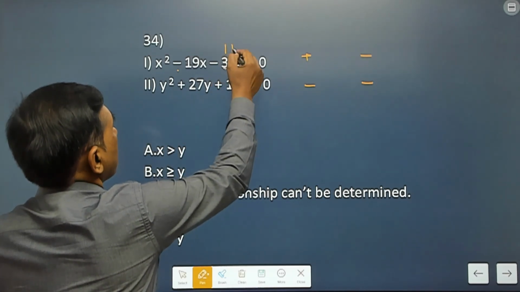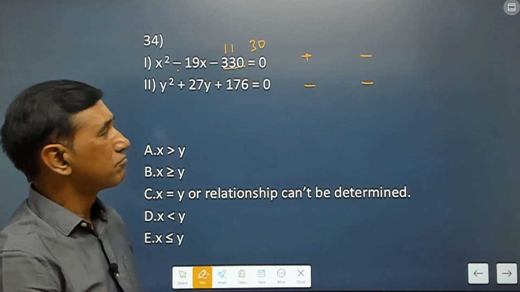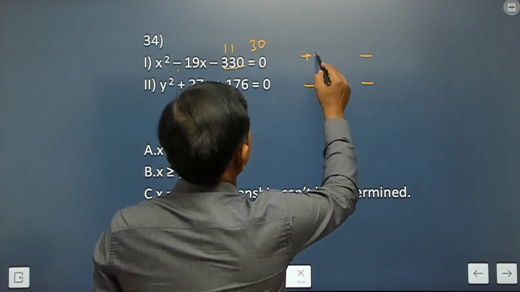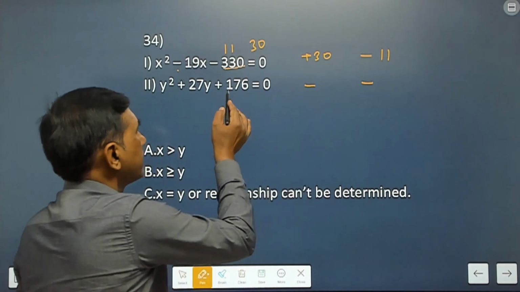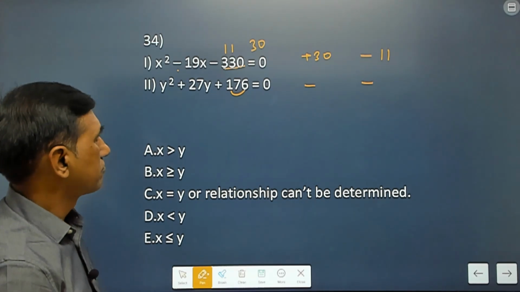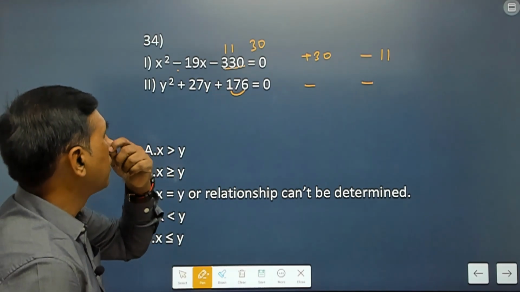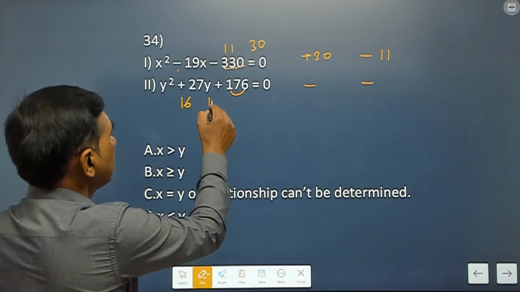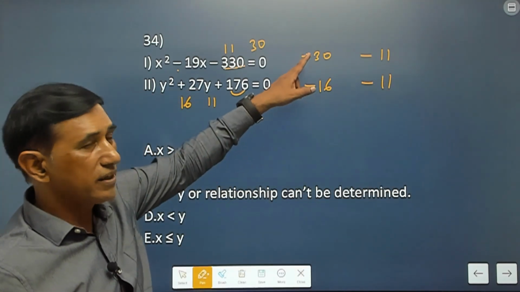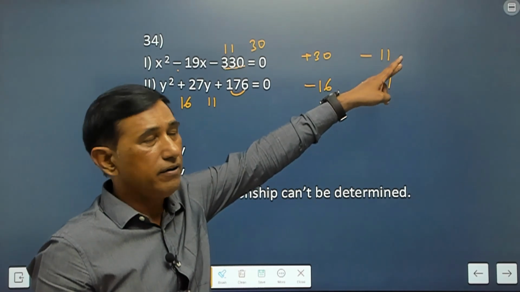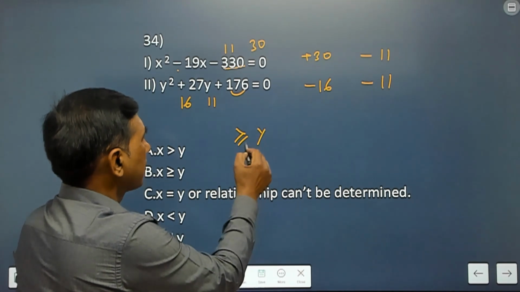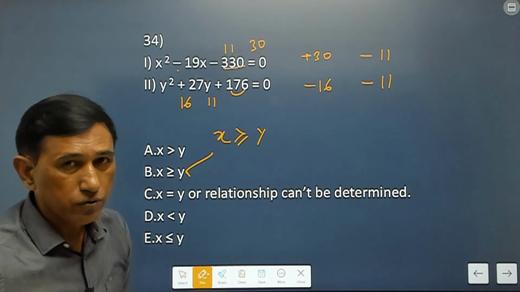Okay. 11 and 30 is the correct one. 30 minus 11 is 19. So plus 30 minus 11. Here 176, 1 plus 6, 7, 7 minus 7, 0. So this has to be a multiple of 11. So this is 16 and 11. So if it is 30, it is greater than or equal. If it is minus 11, it is greater than minus 16 and equal to 11. So x is greater than or equal to y.